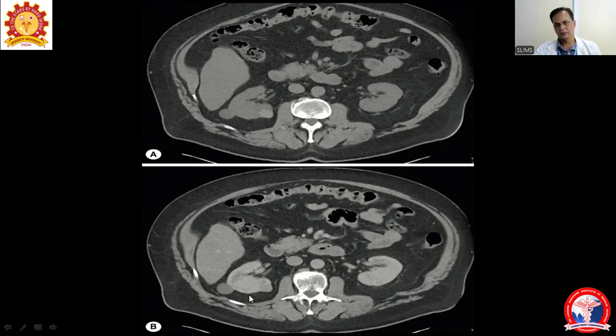Now we are talking about the second lesion, which is the hemorrhagic cyst, as we have mentioned earlier. This hemorrhagic cyst also does not show any increase in the HU, that is the density, post contrast. So both the lesions are non-enhancing renal cortical cysts, and this is exophytic. This is a partially exophytic cortical cyst.